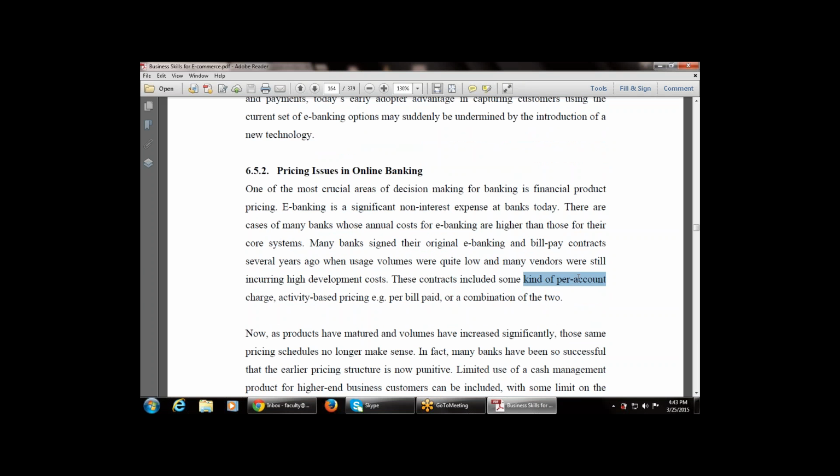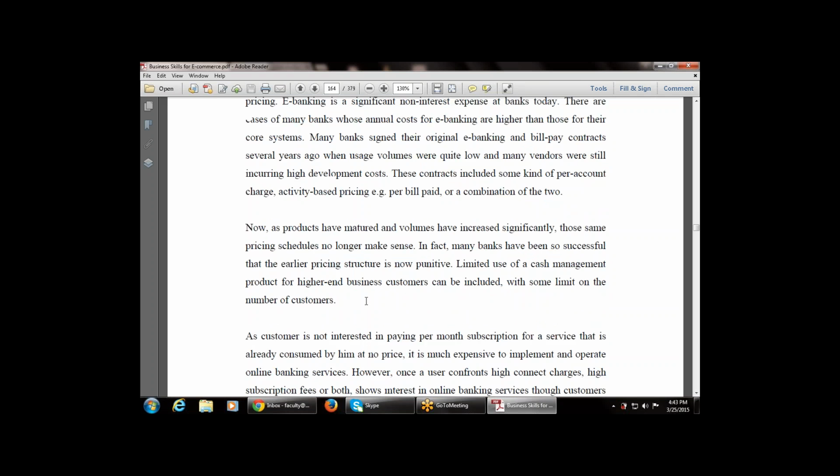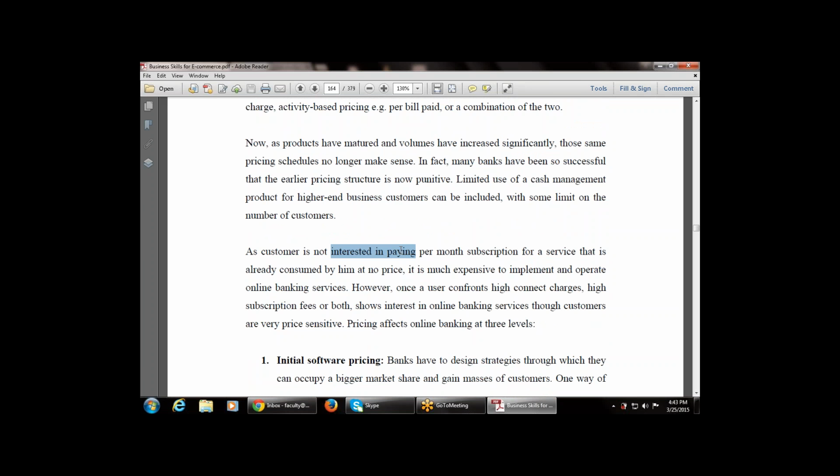These contracts included some kinds of per account charge, activity based pricing, for example per bill paid, or a combination of both. Now as products have matured and volume has increased, those same pricing schedules no longer make sense, and the customer is not interested in paying a per month subscription for a service that is already consumed by him at no cost. So it is much more expensive to implement and operate online banking services.